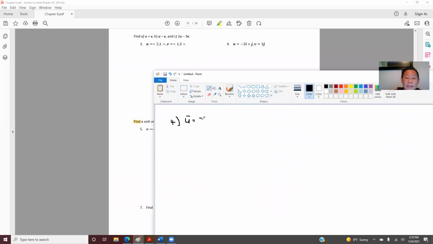So vector u in this case is negative 2i plus j, and vector v in this case is 3j. So you just need to figure out what u plus v is. You just add them up. Take this and add it with this. Combine like terms. Unfortunately, there are no i terms to combine, so you still get negative 2i. But the j terms, you just add them: 1 plus 3 becomes 4j. So this is your answer for vector u plus v.